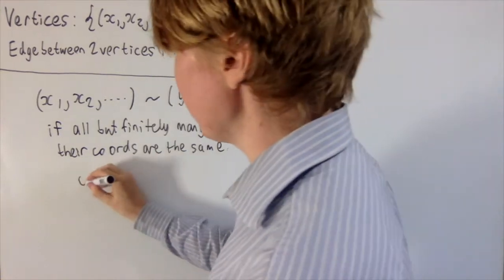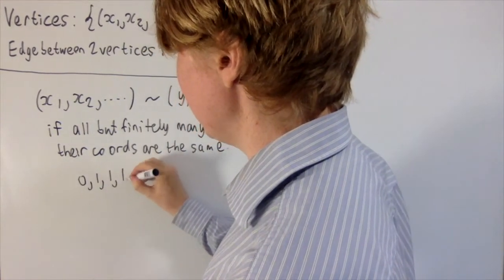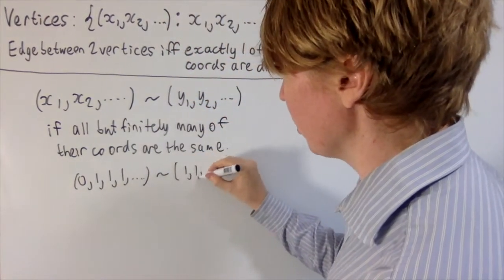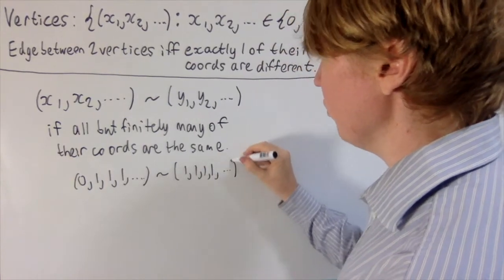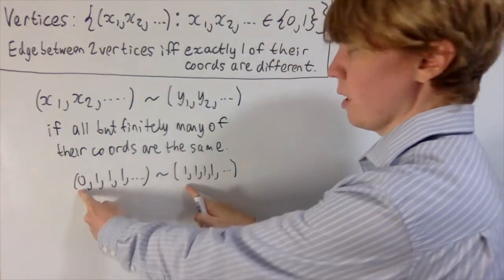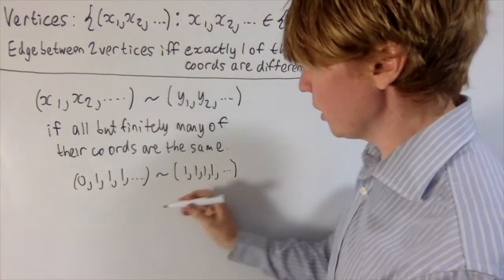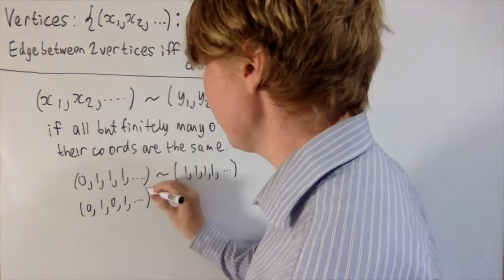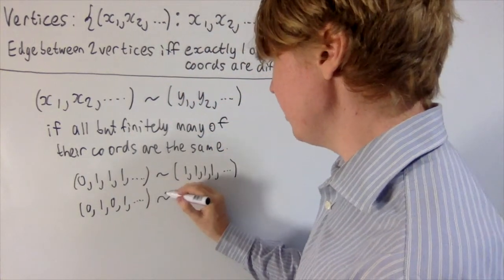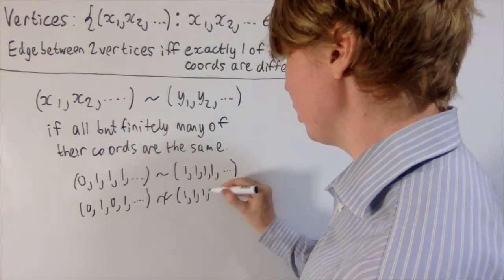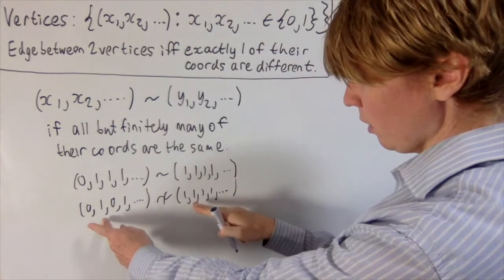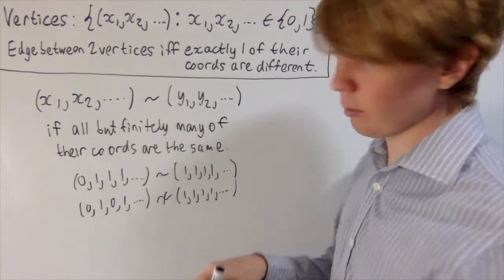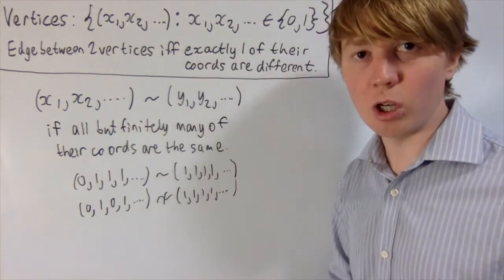So just a couple of examples, if you have 0, 1, 1, 1, where the ones repeat forever from there, this would be related to 1, 1, 1, 1, where you've got infinitely many ones, because there's only one difference there, the 0 and the 1 are different. But for example, if you had 0, 1, 0, 1, 0, 1, where it always alternates between 0 and 1, this wouldn't be related to 1, 1, 1, 1, because even though you've got infinitely many that match up, you've also got infinitely many which are different, and you're only allowed to have finitely many that are different.